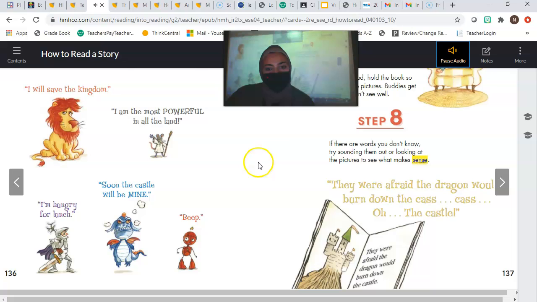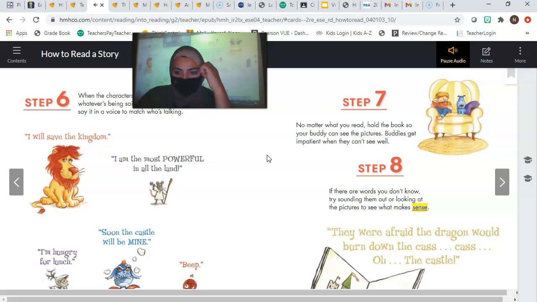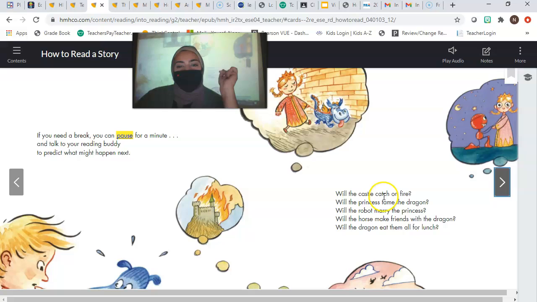Step 7. No matter what you read, hold the book so your buddy can see the pictures. Buddies get impatient when they can't see well. Step 8. If there are words you don't know, try sounding them out or looking at the pictures to see what makes sense. They were afraid the dragon would burn down the castle. Okay. So look, this one discusses step what? Step 7 and step 8.